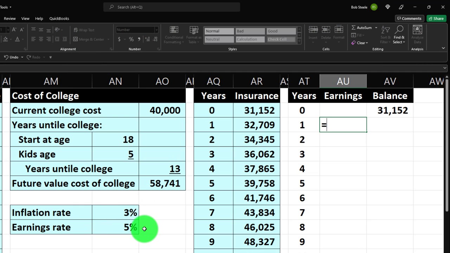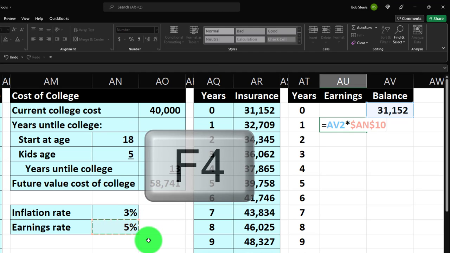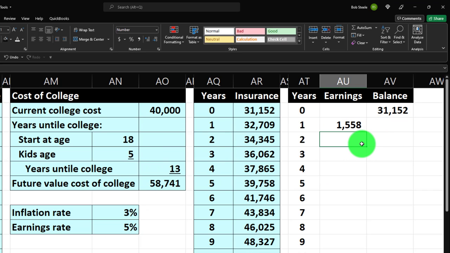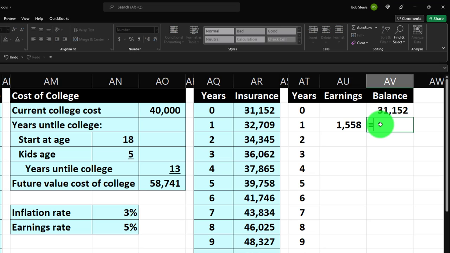So this is going to be the 31,152 times, we're going to pick up that 5%. I want that to stay the same when I copy it down. In other words, I don't want that cell to move down. Therefore, F4 on the keyboard, dollar sign before the and the 10, and enter. Then the balance is going to be equal to the prior balance plus the earnings, and enter.